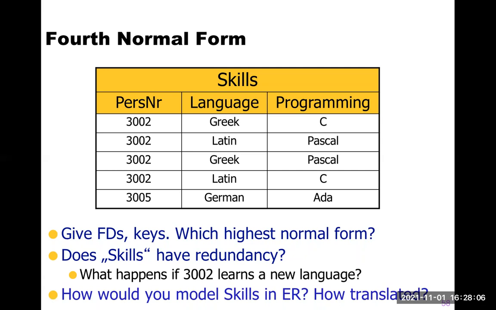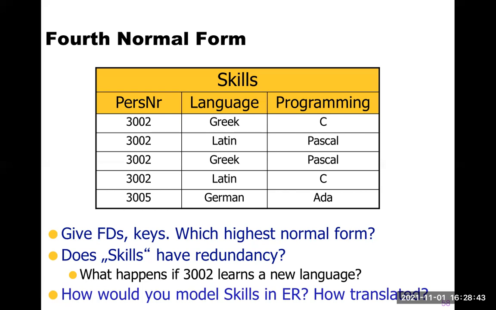For every value on the left side of the dependency, we may have multiple dependents, but not anything, just a limited list of dependent values. Let's look at an example of skills. For each person, we know that the person has different language skills, may speak different languages, Greek, Latin, German, and knows some programming languages, Pascal, C, and Ada, and something else.